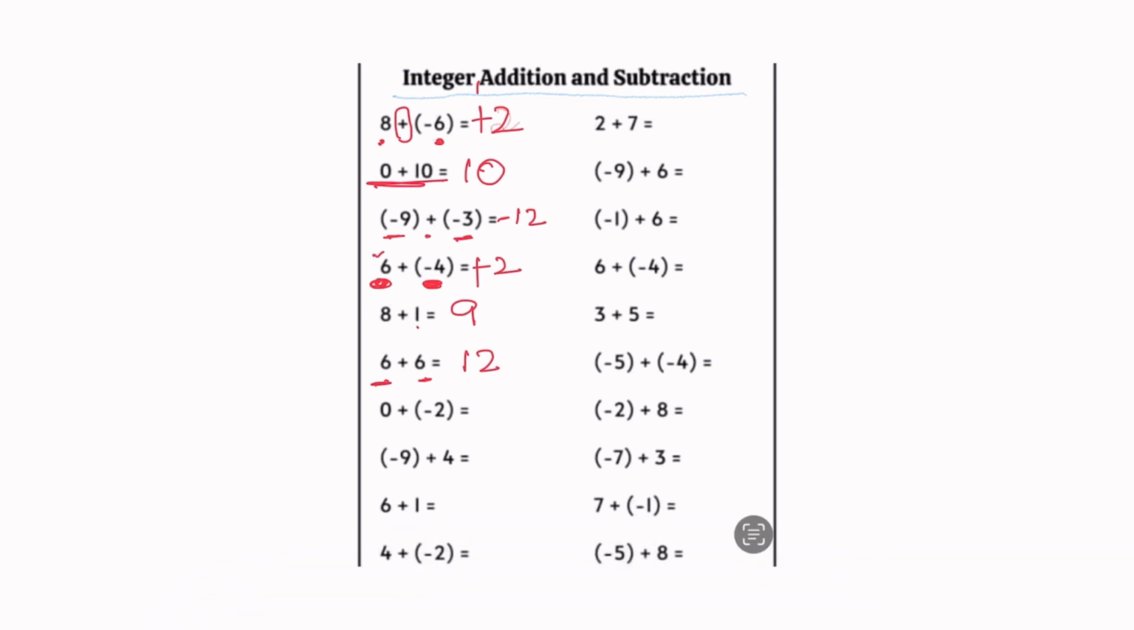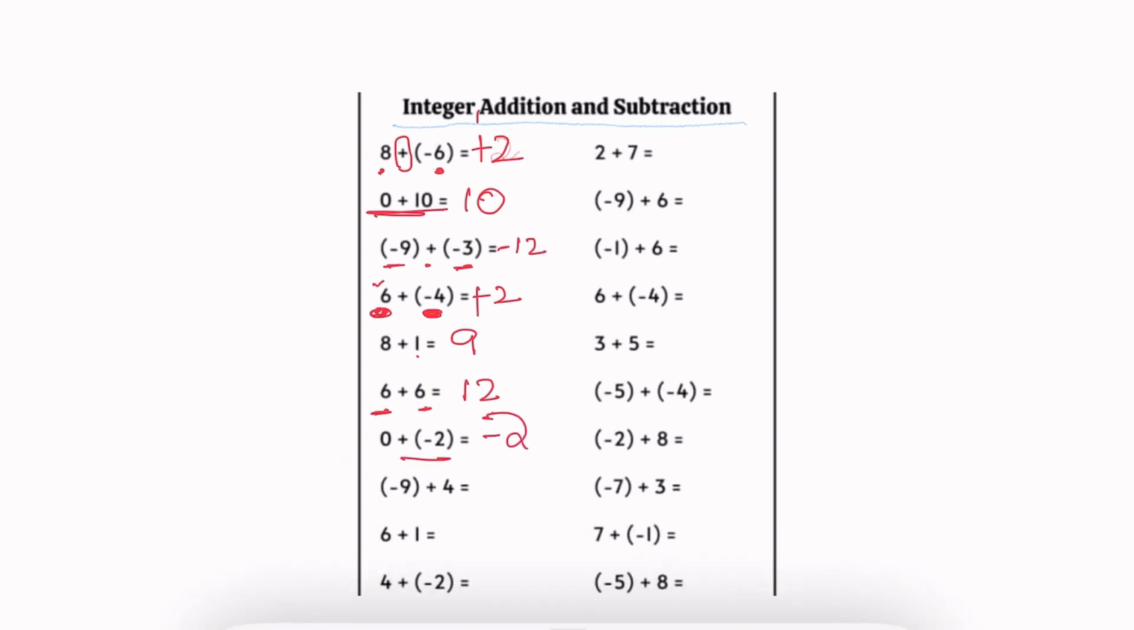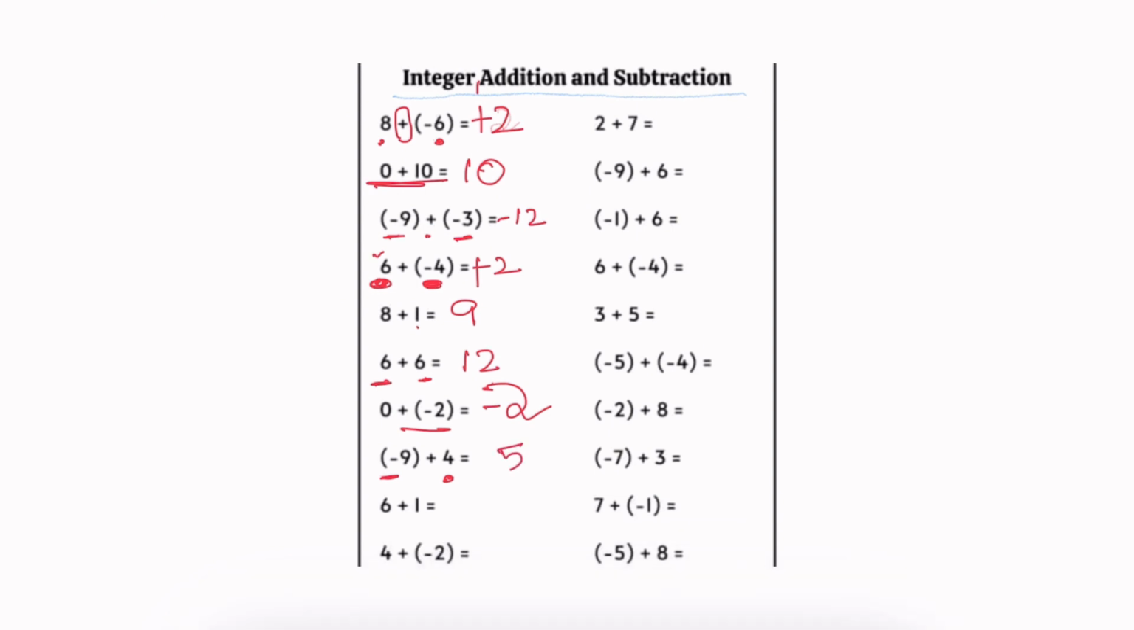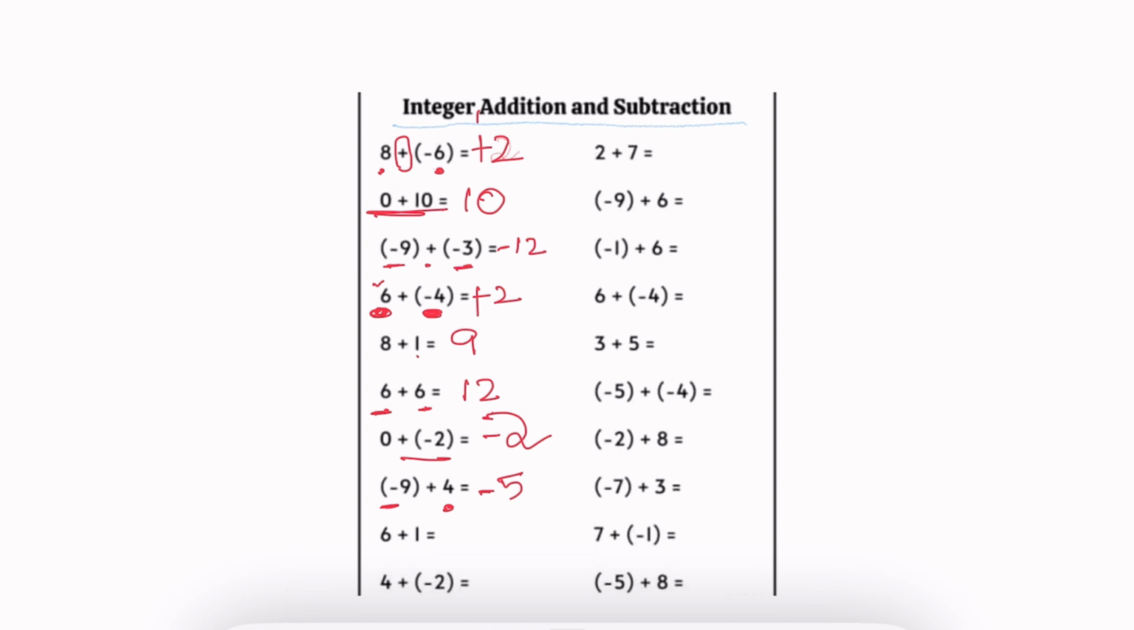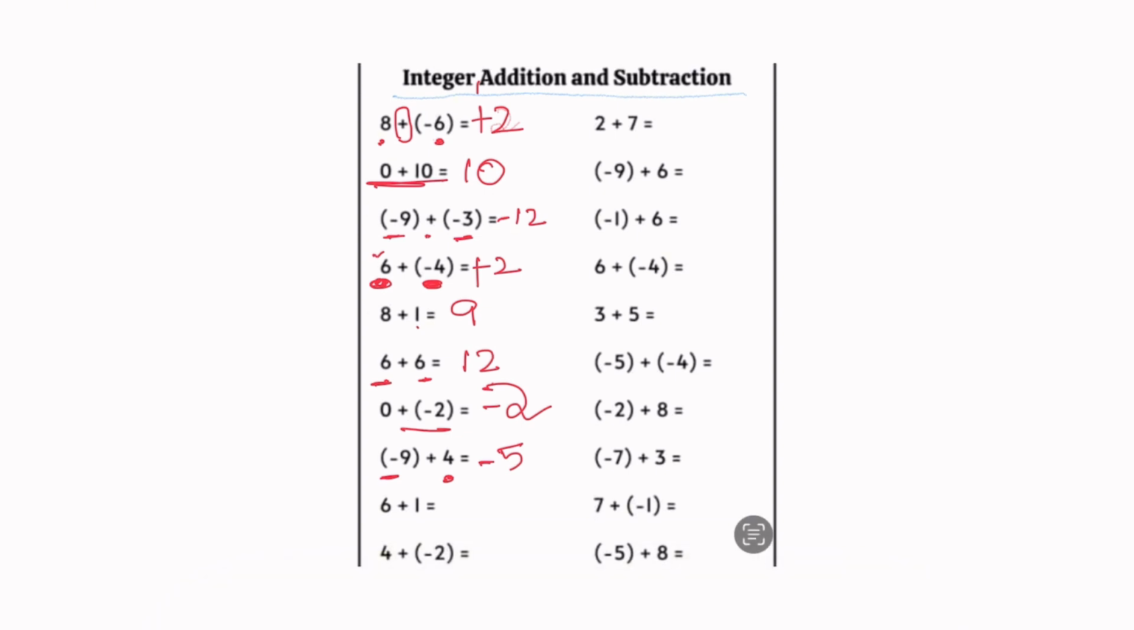We know that 0 added with any number gives the same number. So it is going to be negative 2. So here one number is positive, one number is negative. Then it is always going to be subtraction and I give the greater number's sign. Greater number is 9. So I give the minus sign. Now I pause the video for a few minutes, solve the other questions, then cross check the answer.